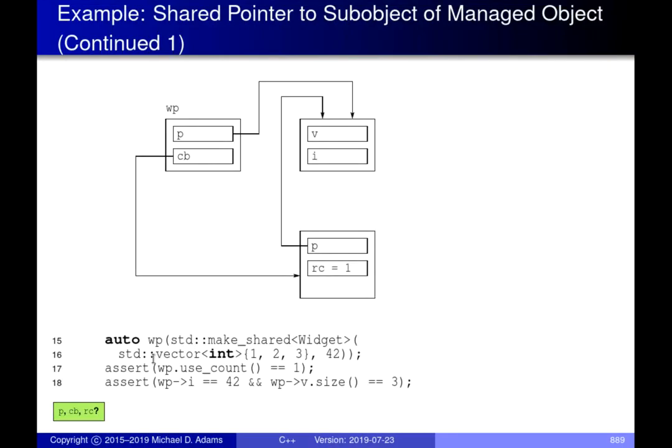If we start out with the first few lines in the main function, these lines here, after the very first line executes, we end up with a picture which looks like what's shown here. WP is our shared footer, so this is our shared footer object here. Again, I'm using similar labeling to some other examples: the P here is the pointer that points to the actual object that the shared footer refers to. CB is a pointer to the control block. And RC over here is the reference count associated with the control block.